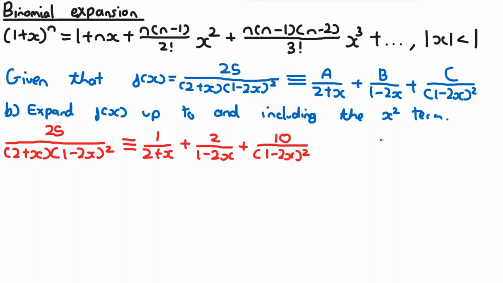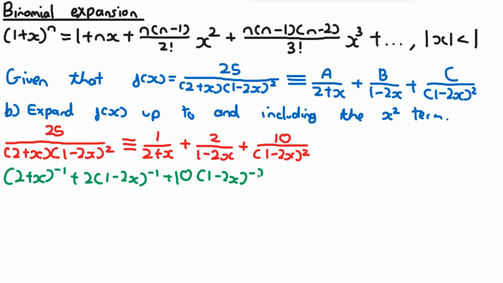As I said before, it's quite common for them to ask for partial fractions up to the x squared term, not the x to the power of 3, because we're doing 3 different expansions in this case, so there's less work per bracket. So first of all, let's write this as 2 plus x to the power of minus 1, plus 2 times 1 minus 2x to the power of minus 1, plus 10 times 1 minus 2x to the power of minus 2, and then we have 3 different expansions that we need to do.